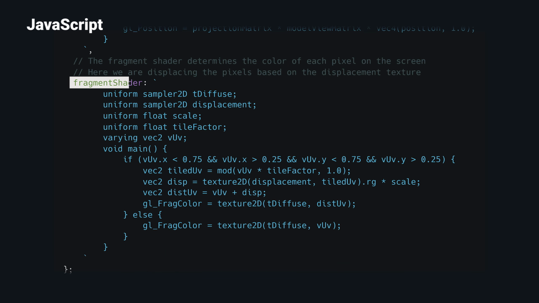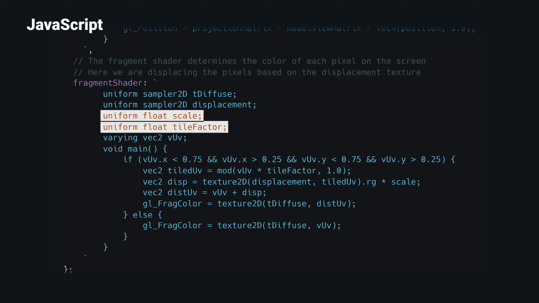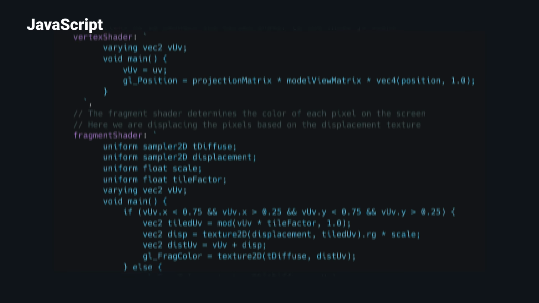Next we have the fragment shader, where the most important stuff happens. The fragment shader basically determines what color each individual pixel on the screen displays. So as we want to move pixels on the X and Y axis, you can already imagine that the fragment shader will be important for that. Here we start with two uniform sampler2Ds, which allows us to use the Three.js scene and the displacement texture as inputs. Then we have the scale and tile factor that we defined earlier, and the varying vec2 vUv, which we take from the vertex shader.